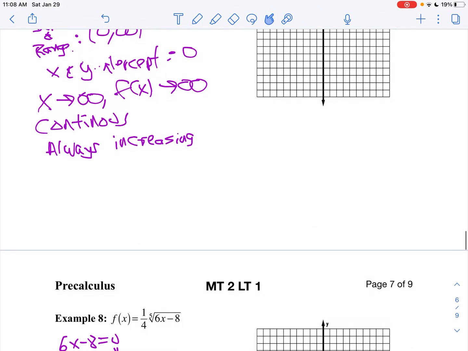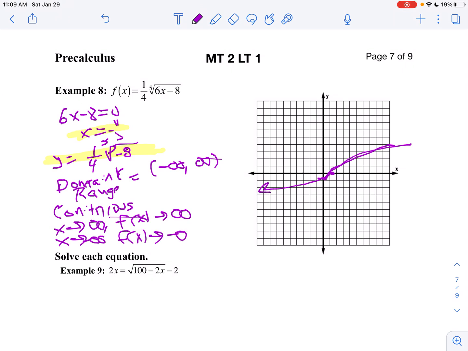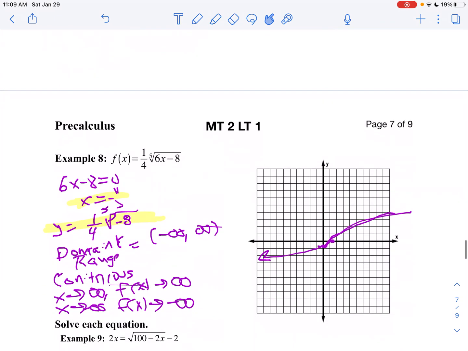And let me see here. Let's describe the end behavior. As x approaches +infinity, f of x approaches +infinity. As x approaches -infinity, f of x approaches -infinity. Now, did I skip anything there? Seems I put continuous. Yep, we got everything.